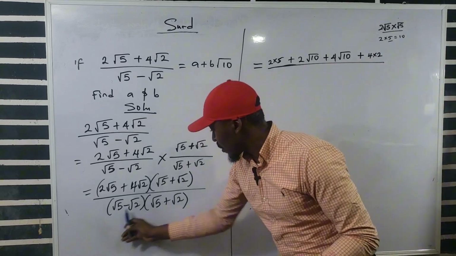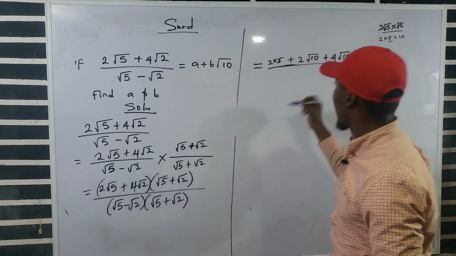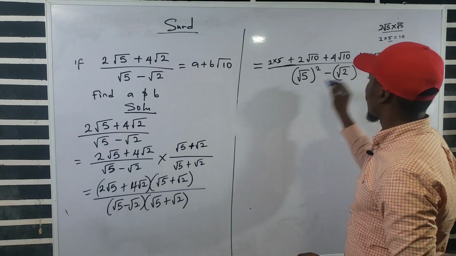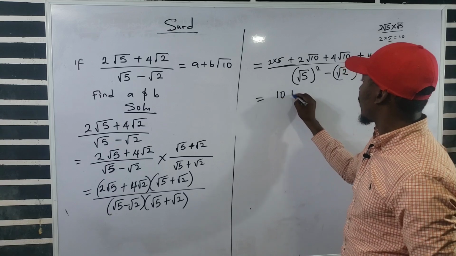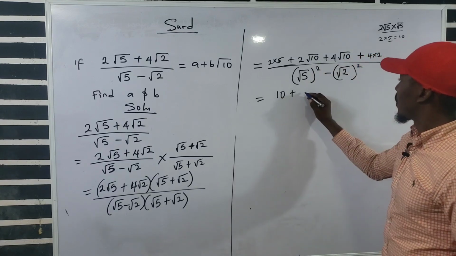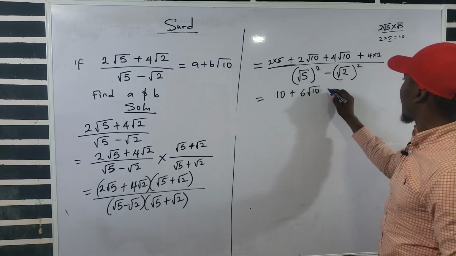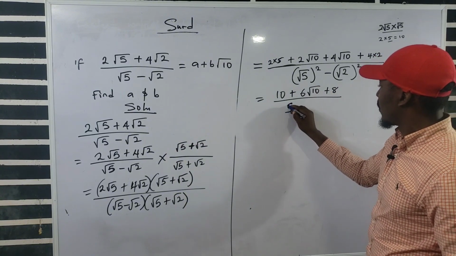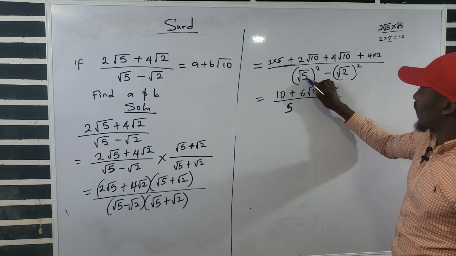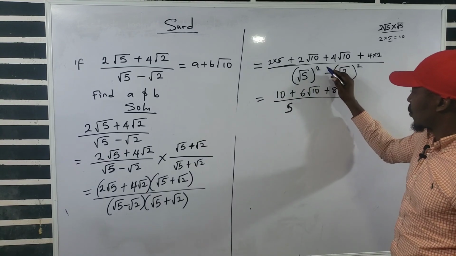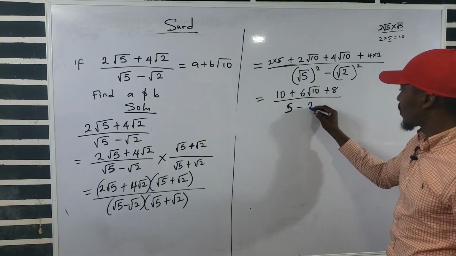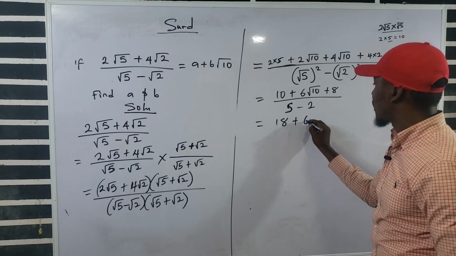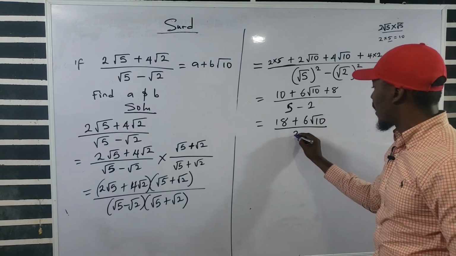Then for the denominator, remember this is the difference of two squares, so that will give us root 5 all squared minus root 2 all squared. Here we have 10 plus 8, and these two are like terms, so that will give us 6 root 10. Then the denominator: root 5 squared will give us 5, and root 2 squared will also give us 2. So this and this will give us 18 plus 6 root 10 all over 3.